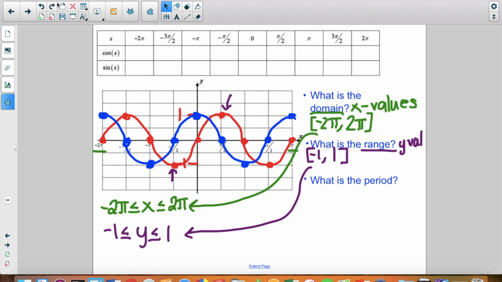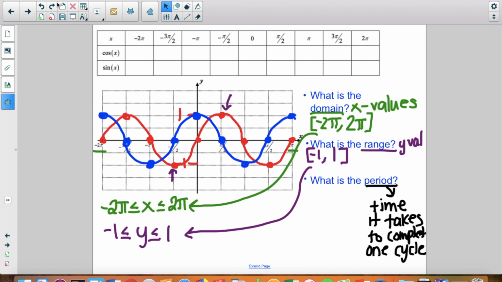Now, lastly, what is the period? So this was a definition from yesterday. The period is the time it takes to complete one cycle. So how long does it take to complete one cycle?